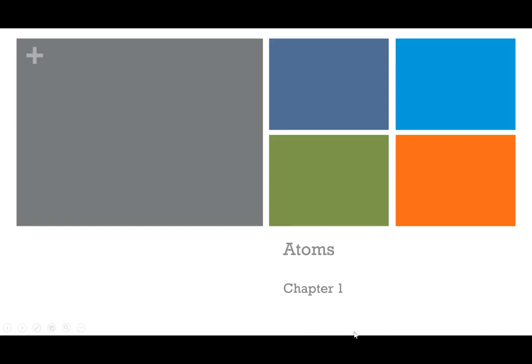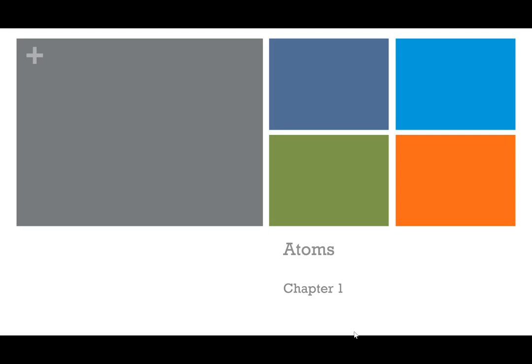Right, so this is going to be the last video for chapter 1. So we're going to wrap up the chapter with this one. In the last video, we introduced ourselves to this idea of the counting number, the mole, and we introduced ourselves to Avogadro's number. So we could go from moles to atoms and atoms to moles.